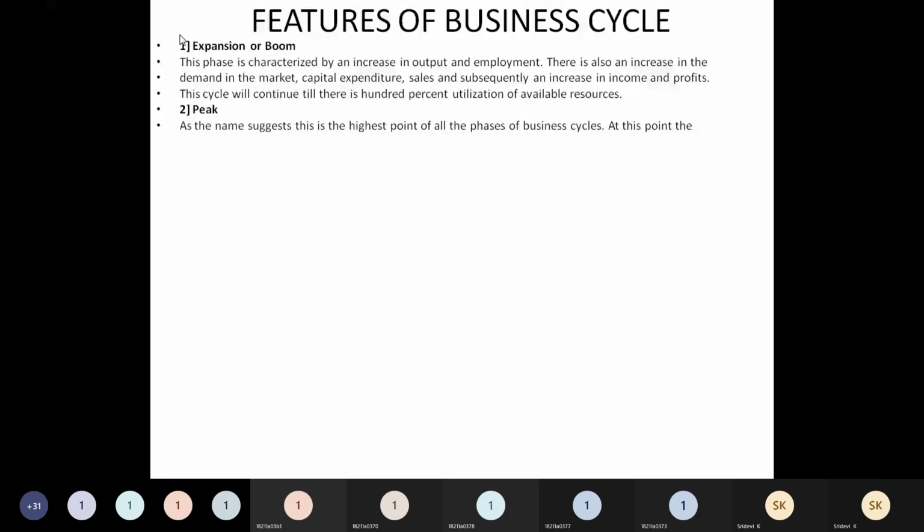So that will help your business continue to exist in the market, and you will be utilizing 100% of your available resources, all the available resources, that may be your raw material, your employees, your technology, what you have implemented in your company or in your business. So that will be utilized to the maximum extent at this stage of expansion. This is one feature. And the peak stage here. At this peak stage, we can say that it is a maturity stage.